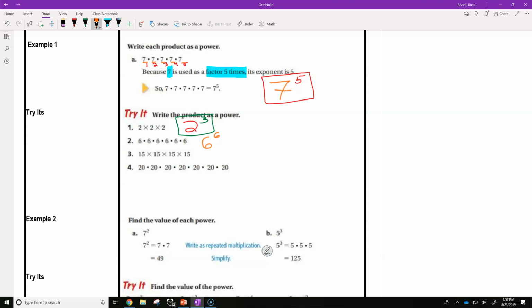We're going to do 2 claps and a girl. 1, 2, 3. Girl. Number 3, 15 times 15 times 15 times 15.